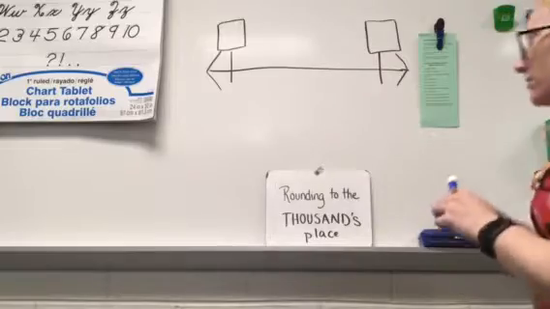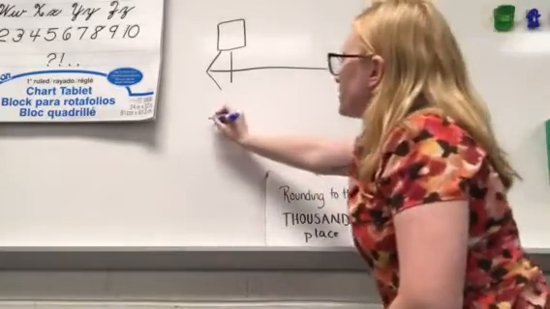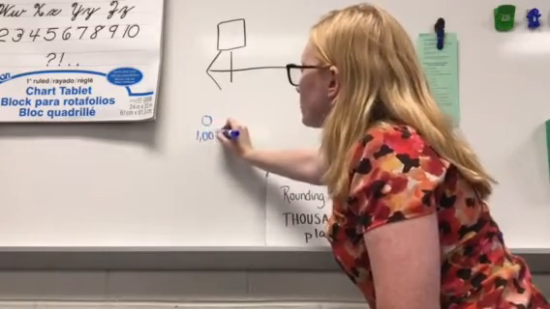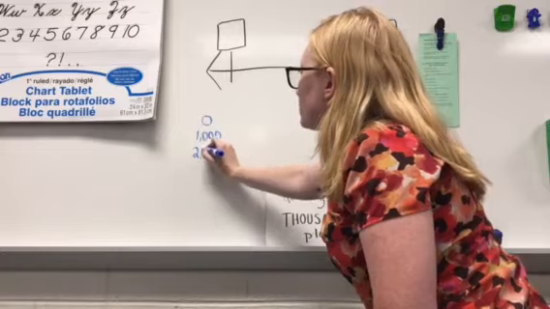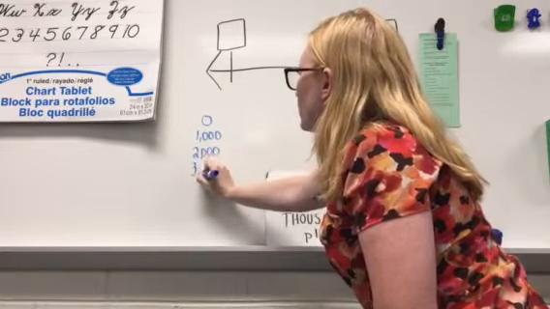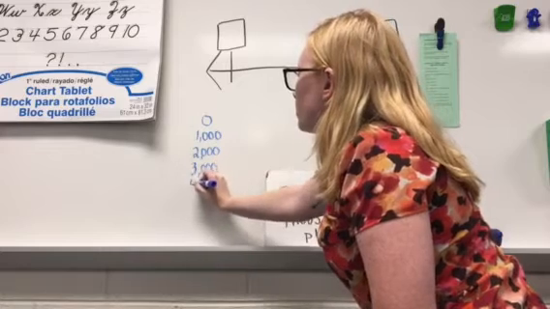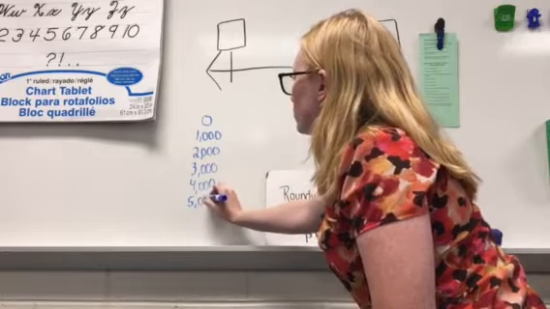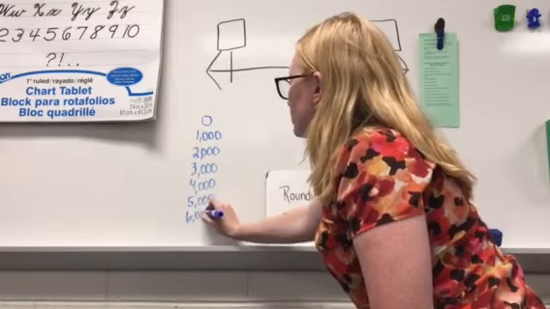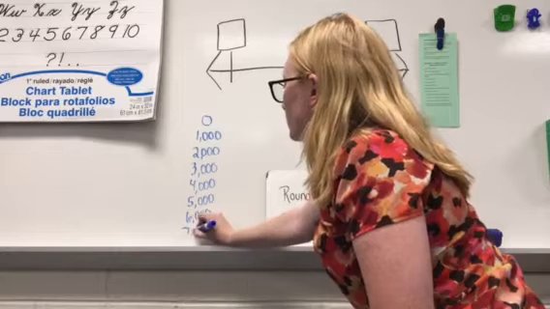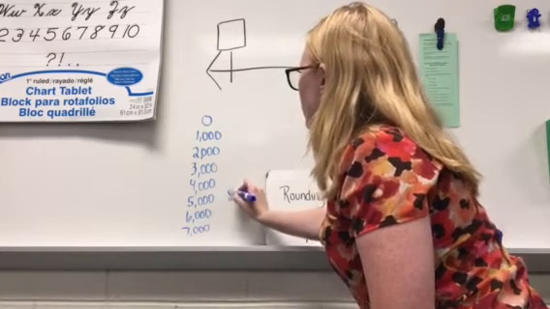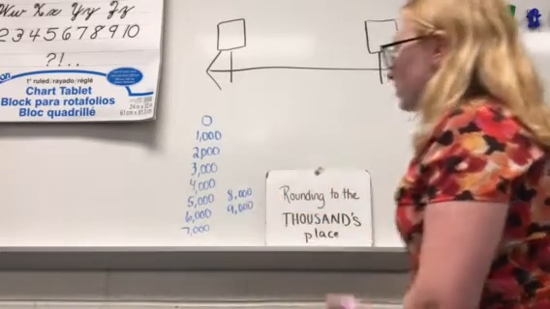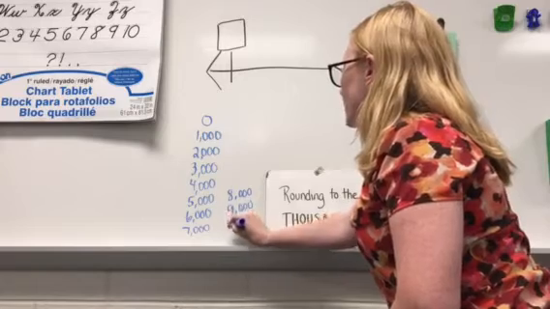So if we're counting by 1,000, we can start at 0. What would come next? 1,000, 2,000, 3,000, 4,000, 5,000, 6,000, 7,000, 8,000, 9,000, and after 9 comes 10, so 10,000.